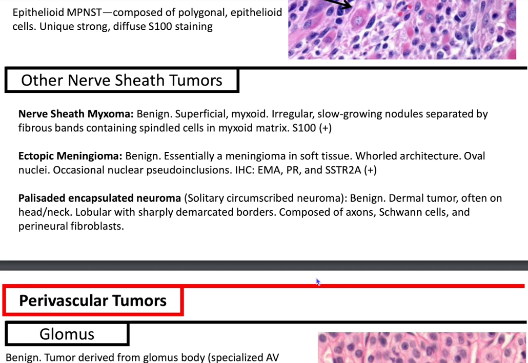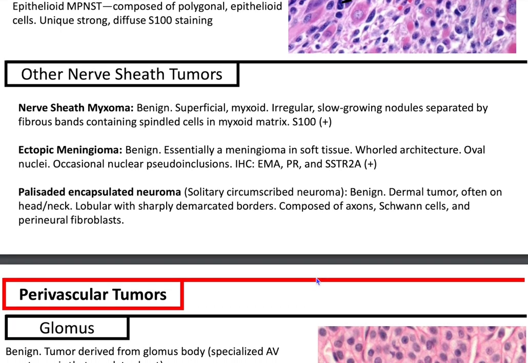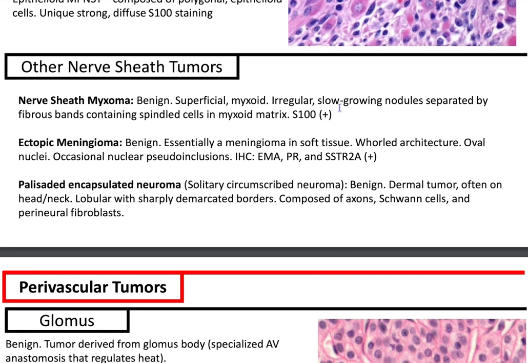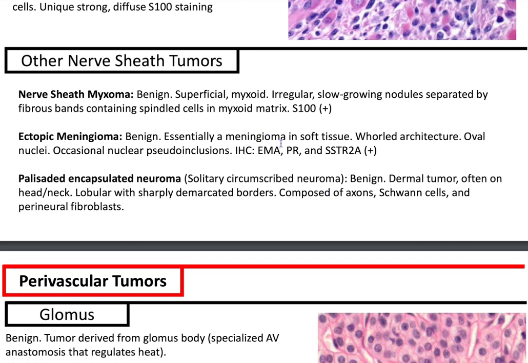Other nerve sheath tumors include nerve sheath myxoma, a benign superficial myxoid tumor. It has irregular, slow-growing nodules separated by fibrous bands containing spindle cells and myxoid matrix. It's S100 positive. Ectopic meningioma is essentially meningioma in soft tissue. You'll have your whorled architecture, and IHC will be EMA, PR, and SSTR2A positive.